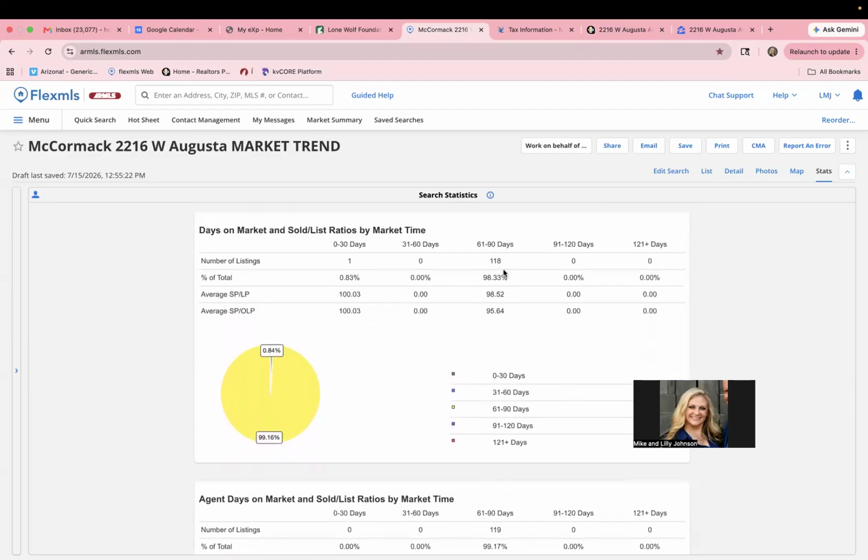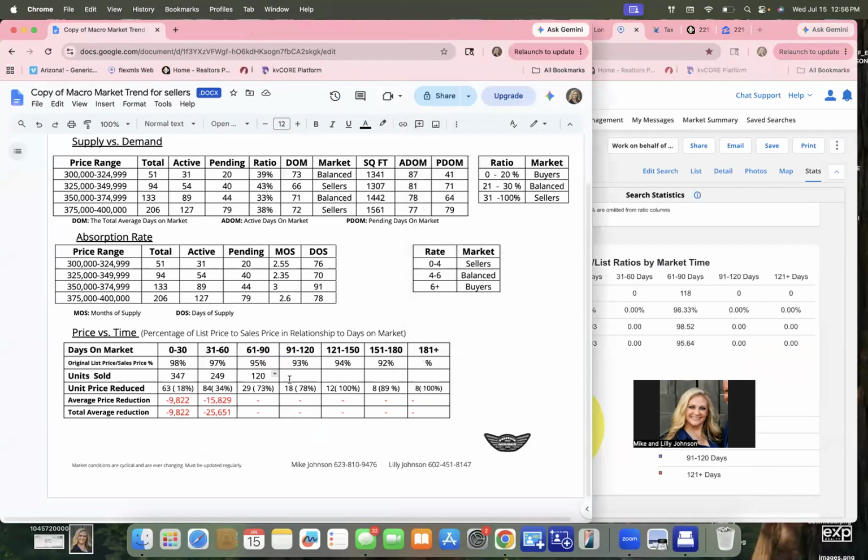And right here, I need to make sure I'm in the right place. So it's 95. I'll say 96 since it's 95.64. And it's still showing like it's going down. Okay. Sometimes it doesn't, which is weird, but okay. 93 at a price reduction. That's going to be a bigger number, which normally happens. 93 divided by 120 is 78%. 78% reduced their price within that period of time.